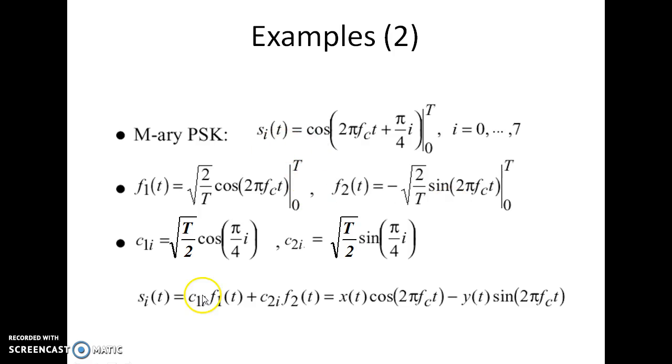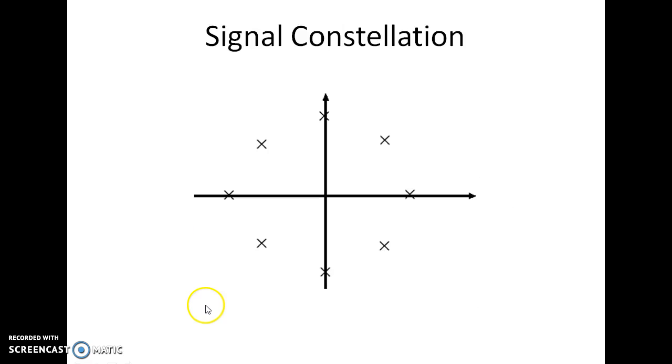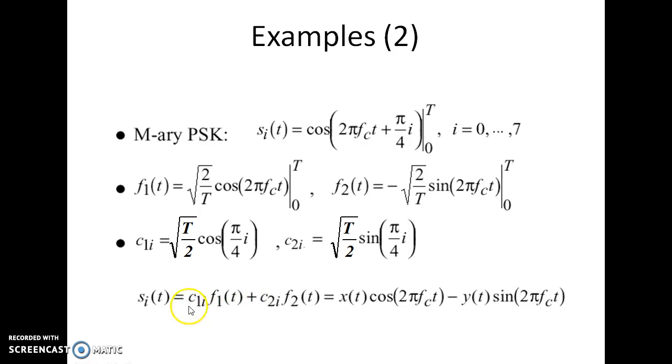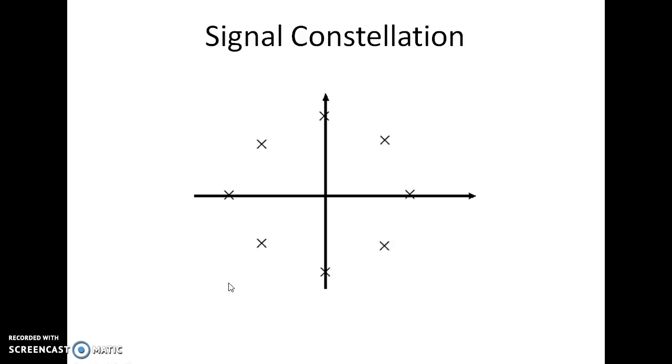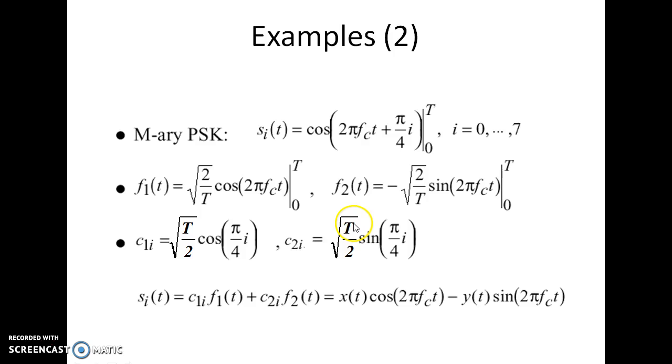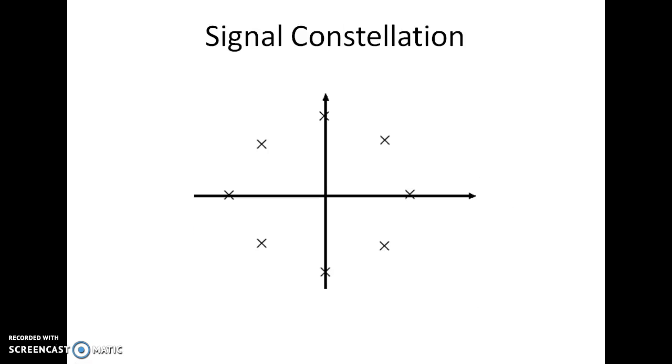So s_i(t) can be written as c_i1 phi 1(t) plus c_i2 phi 2(t), a linear combination of the two basis functions that I have got. Just draw the diagram for 8 points. Taking the example of 8 PSK, you will get the signal points like this. These are the coefficients. Just plot these coefficients in the space, and you will get your signal space representation as such.